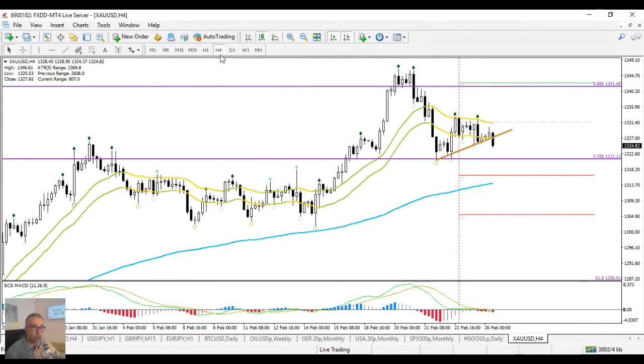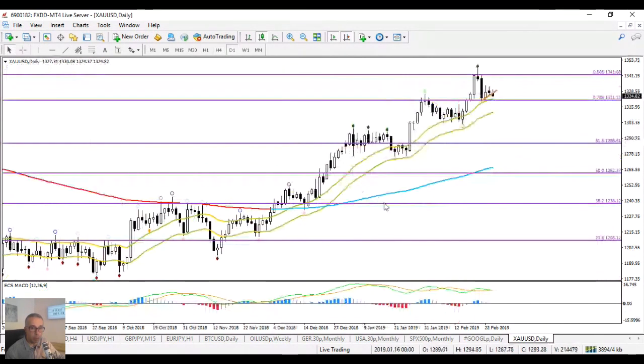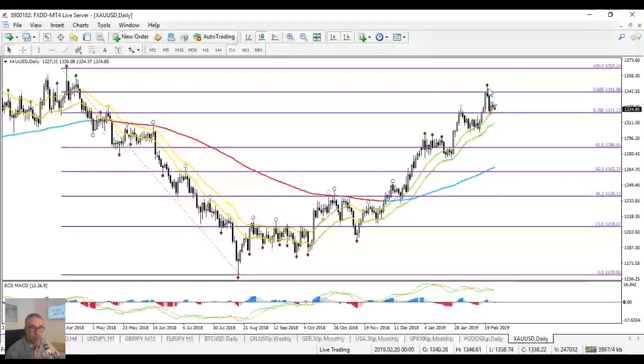In fact, it could go even further. To give you the bigger picture, this could be the end of a wave D, and we might get a 3-wave correction. This being a wave A, B, C is even possible. All right, but that's higher time frame.